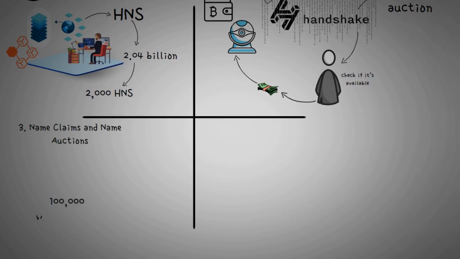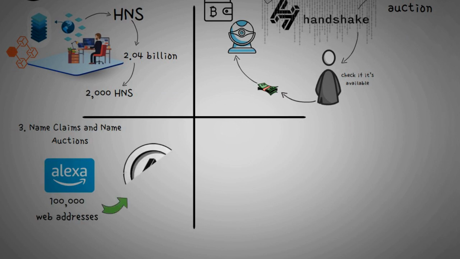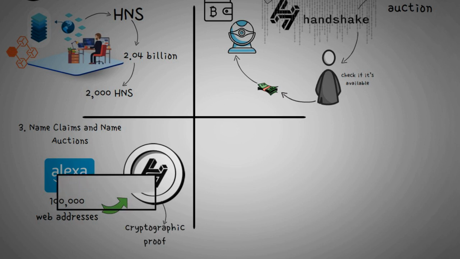Notably, the 100,000 web addresses with the most traffic, as measured by Alexa, are being set aside on Handshake for their current owners to prevent abuse of the system. Owners of those websites can claim a Handshake name by issuing a cryptographic proof. Auctions are the main way Handshake names are acquired. Users can bid for names roughly every 14 days. Bids are private, and the highest bid wins.